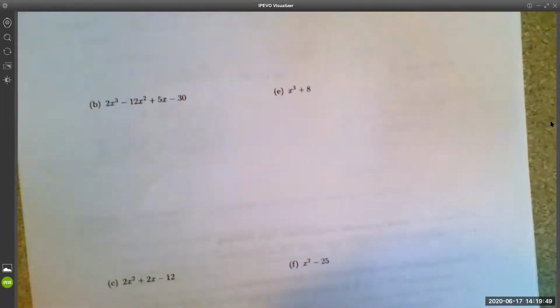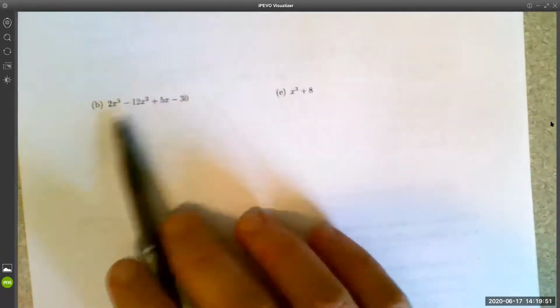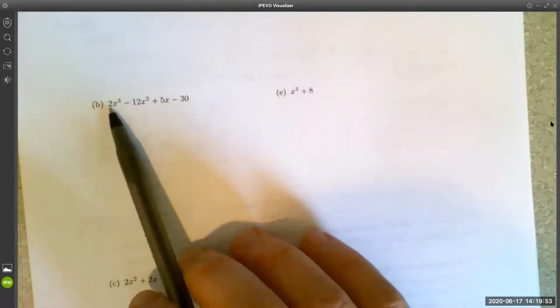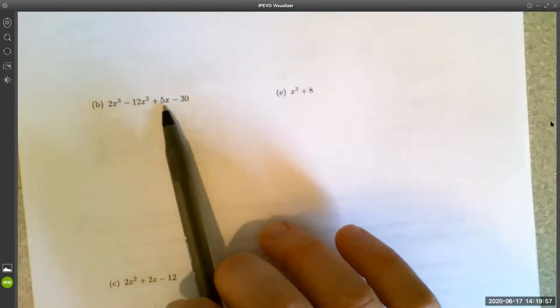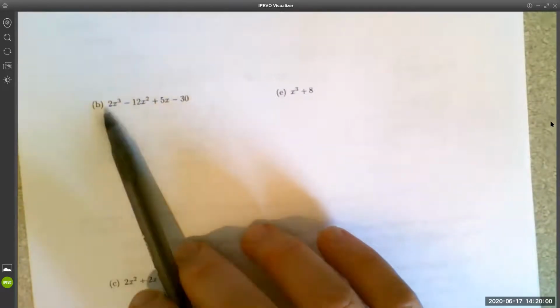So there's part A. Let's look at part B. Do I have a GCF? Well, if I look at my coefficients, 2 goes into 2 and 12, but it doesn't go into 5. So I can't take out a 2. I can't take out a 5.